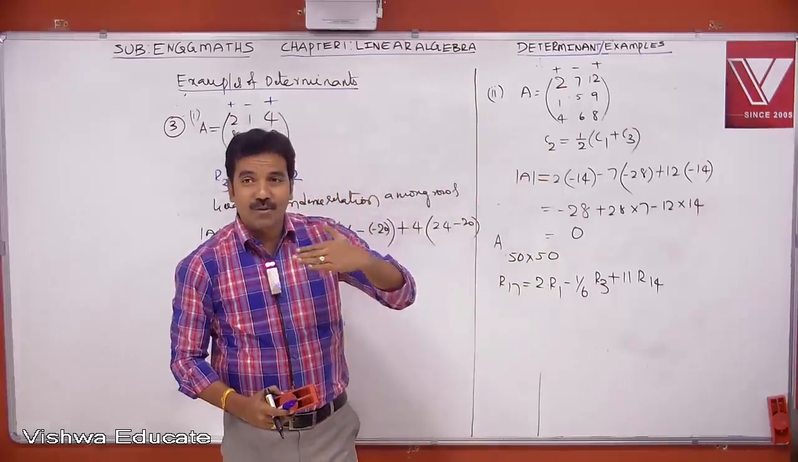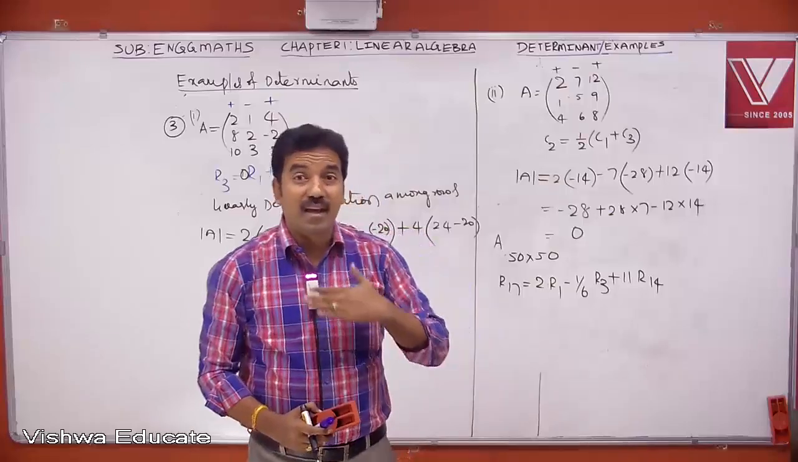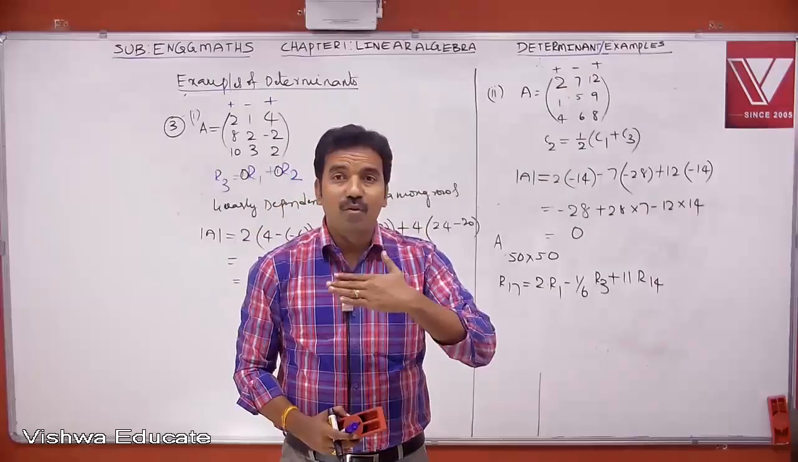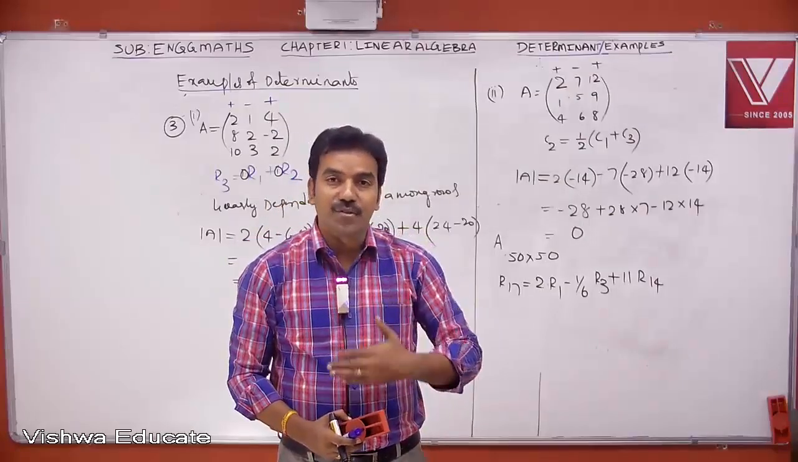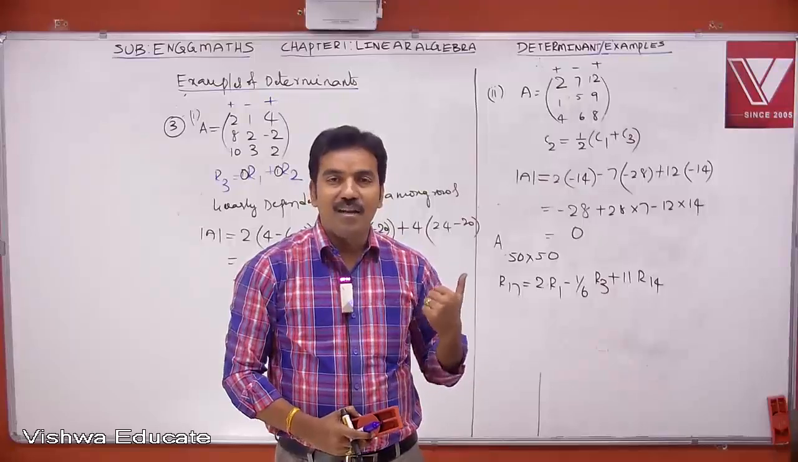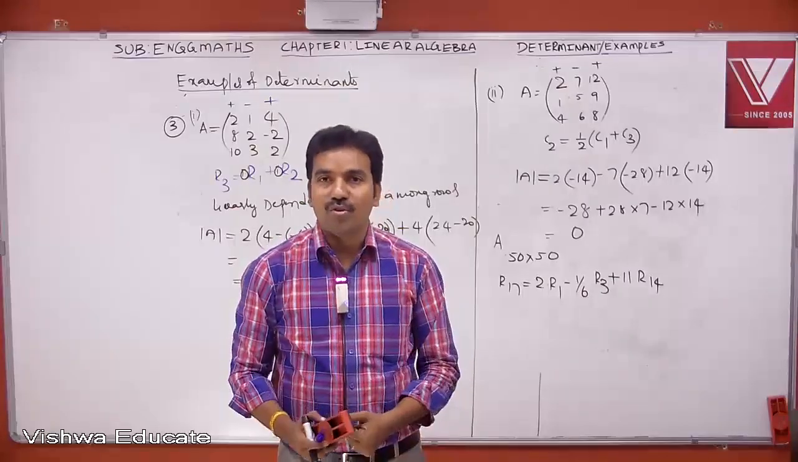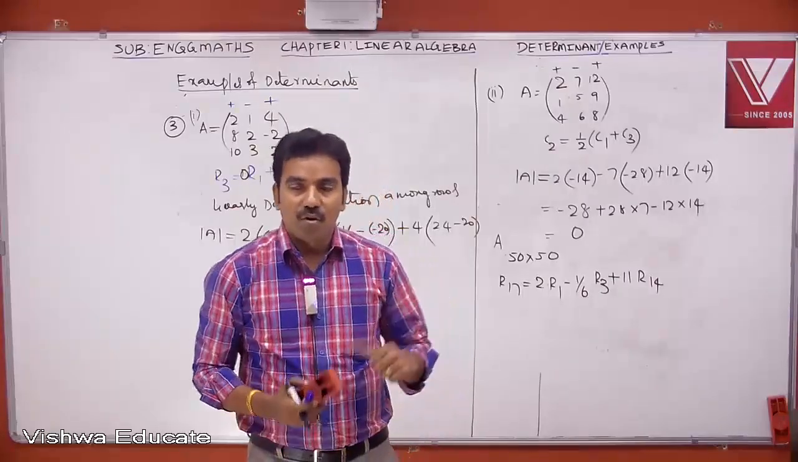So whatever constants you are multiplying with rows or columns, they are immaterial. Irrespective of those multiplied constants, the determinant becomes 0. Therefore this is called a linear dependence relationship among rows or columns. Note these examples.